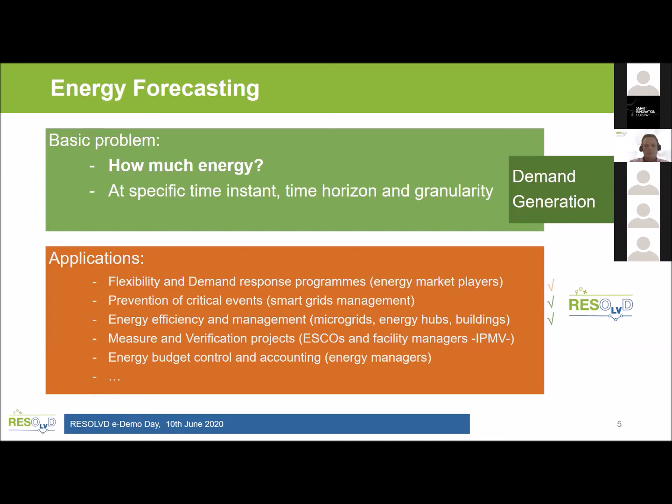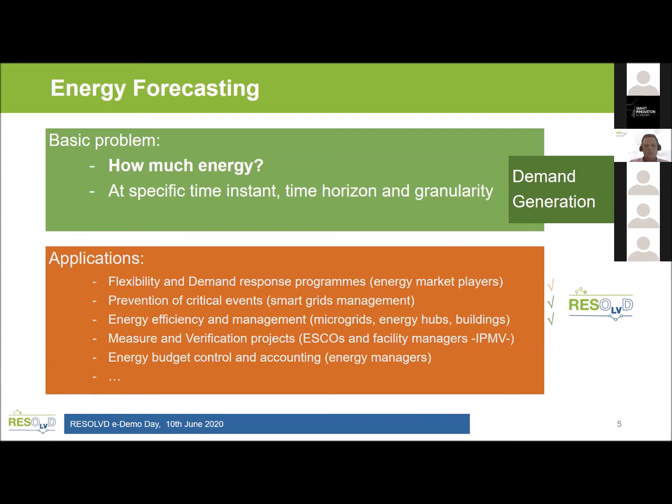Also, if you are a DSO and you are involved in the operation and management of the grid, it could be necessary to identify possible critical events, those that my colleague Francisco told, for example, congestions in the grid or variations in the voltage, over voltages, sub voltages. And if you could forecast these, for example, based on generation and demand forecasting for the next hours or for the next day.